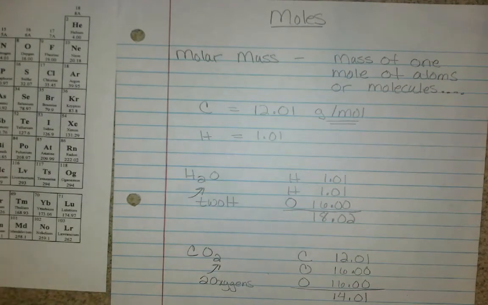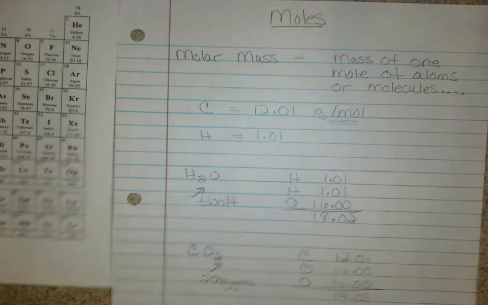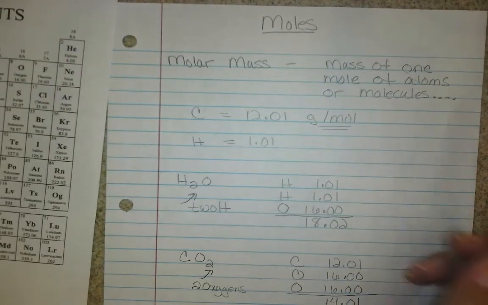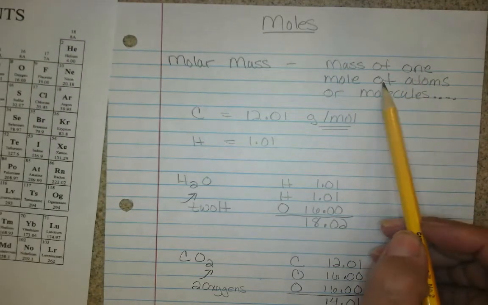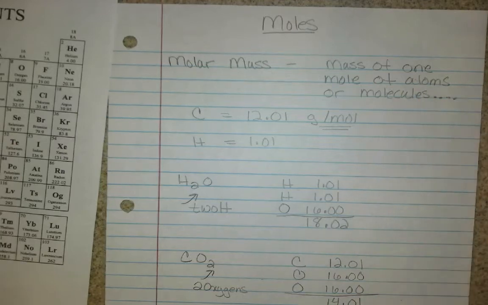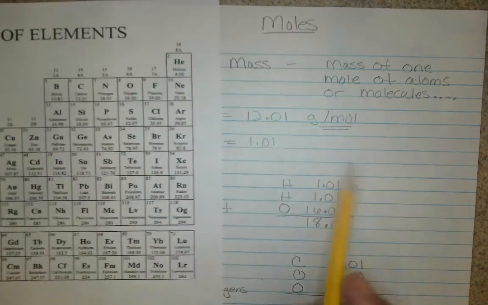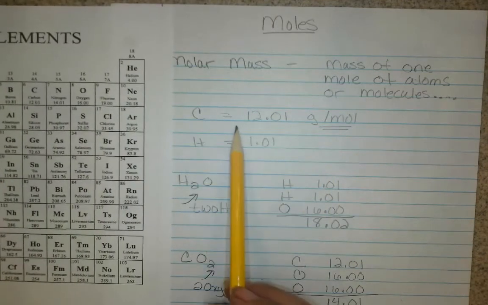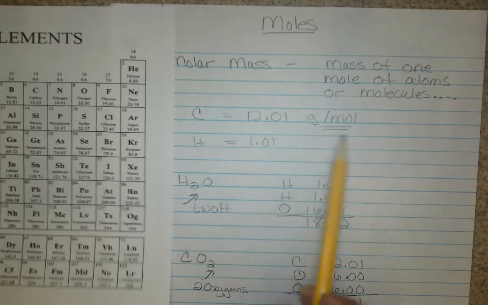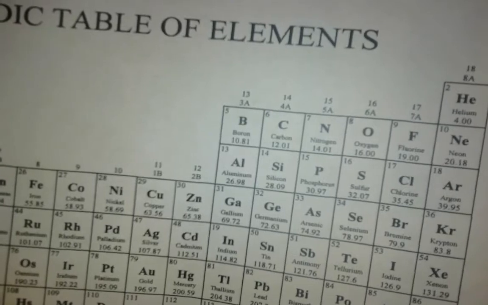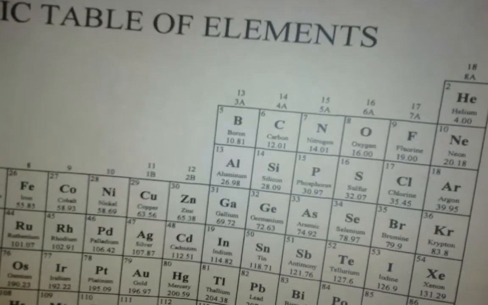Before I review exactly what the moles are again, I want to talk about molar mass. Molar mass comes from our periodic table, okay? And it's the mass of 1 mole of atoms or molecules. That's all it is. Where do we get the molar mass? We get it from our periodic table. So right here, I have carbon equals 12.01 grams per mole. And right there you can see on your periodic table, carbon has an atomic mass of 12.01.